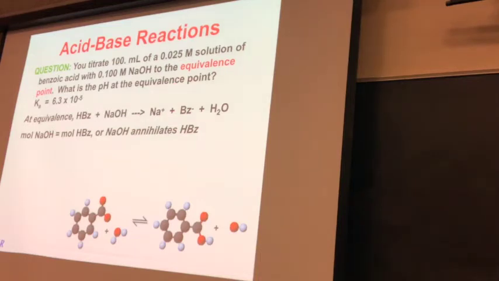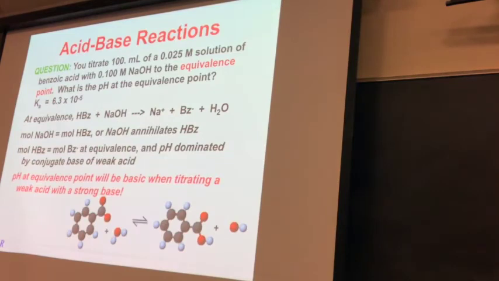So what we're going to do now is focus on that benzoate ion. And again, benzoate is a base. pH should be basic. pH should be greater than 7. The effect you're seeing is not from the sodium hydroxide at this point. It's from the benzoate, the conjugate base of the benzoic acid.